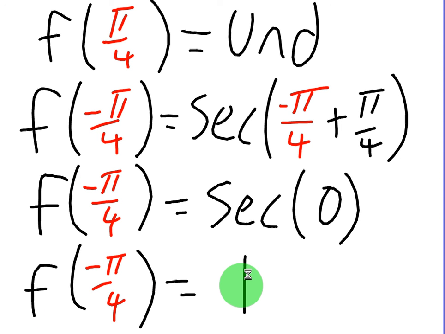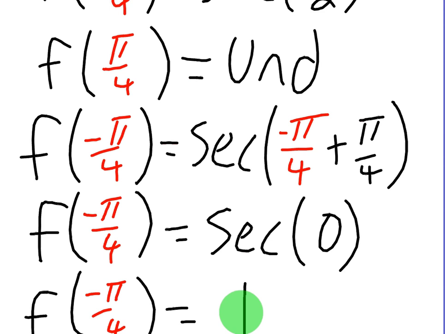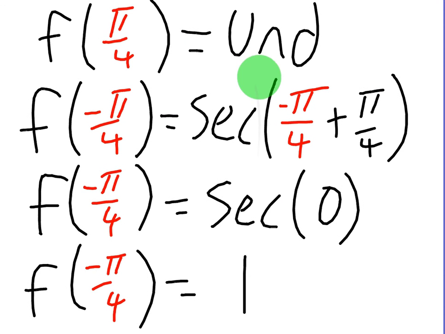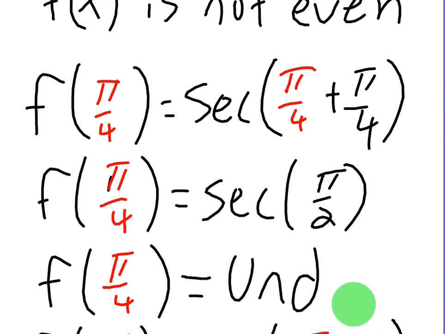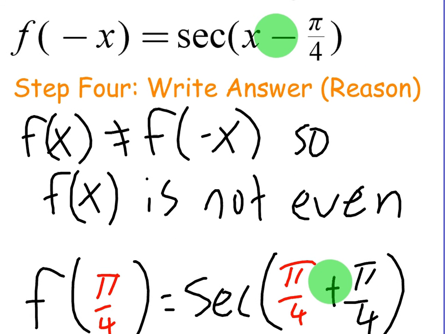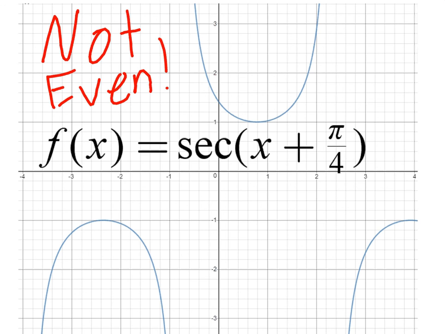So yes, you can prove it by contradiction. However, there's a huge caution there. If you plug these two in and we say we got 1 for both, we can't just say that's even. You've got to prove it for all. So I would just give you caution if you're going to prove by contradiction. Perhaps you could look at the graph first. So let's look at the graph.